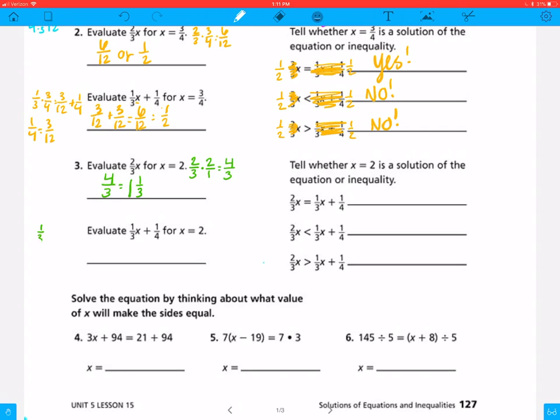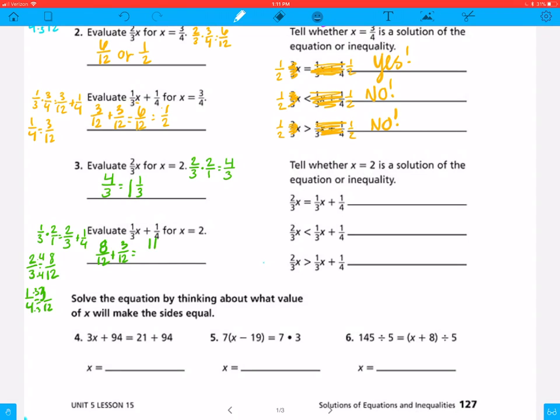So now I have 1/3 x plus 1/4. I multiply my 1/3 by 2, which is 2 over 1, and I get 2/3. And then I'm going to add 1/4. The common denominator between the 3 and the 4 is 12, and 2/3 is equal to 8/12, and the 1/4 is equal to 3/12. I add them together and I get 11/12 as my answer.